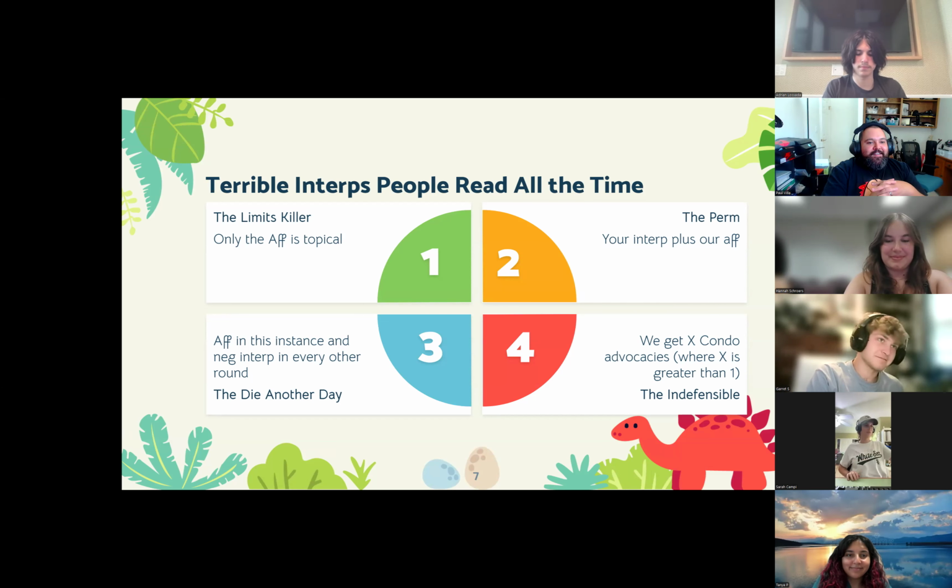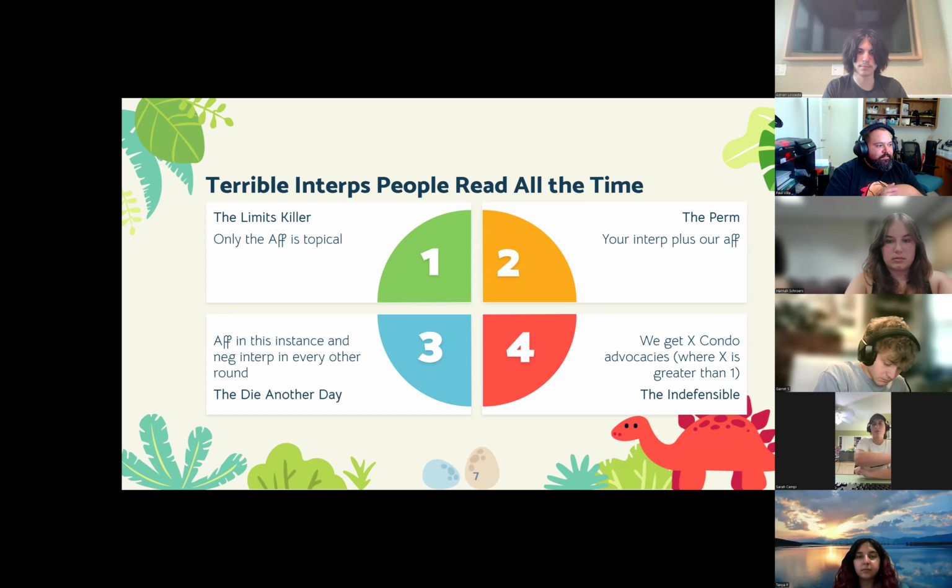So number 1 is what I call the limits killer. This is where they say interpretation: only the AF is topical. Now they could say it in those exact words, or they could say only endorsing the Black Hive is topical, only endorsing a Maoist line is topical, whatever. The limits killer. Why do you think I call that the limits killer? Why is that the sort of silly name I've made for that argument?